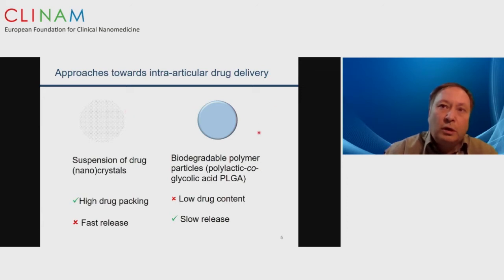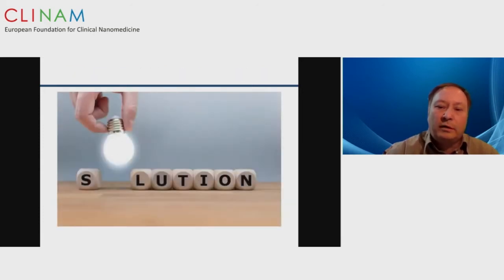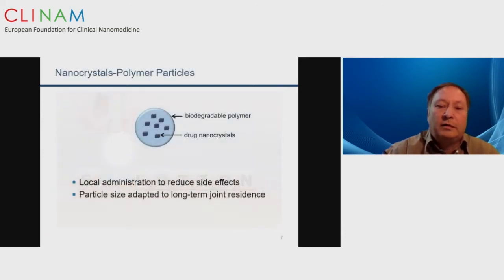Another approach is to use biodegradable polymer particles, such as polylactic-co-glycolic acid, typically, and the slow polymer degradation allows release over several months. Still, the usual emulsion evaporation process used to produce such particles leads to a relatively low drug content. So now, how to combine a high drug dose with a slow release? We hypothesize that the combination of these two approaches could accumulate the advantages of the two techniques. That is, embedding drug nanocrystals into biodegradable polymer particles, using local administration to reduce side effects.